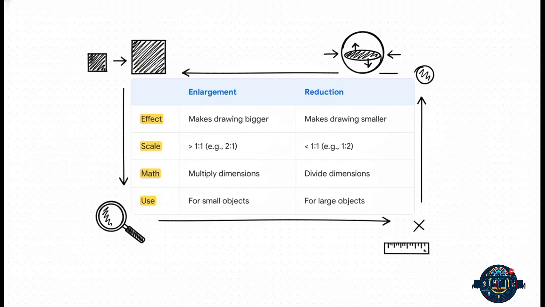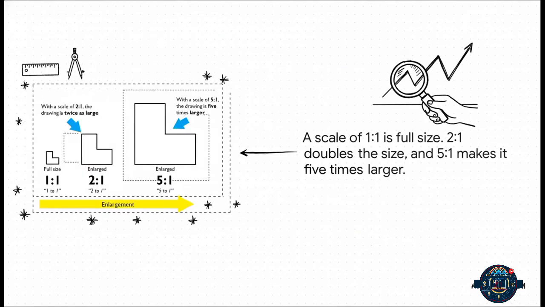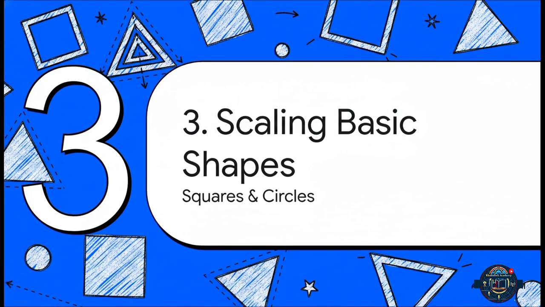See? Simple. And here's a fantastic visual to help it all click. A 1-to-1 scale? That's just full size, no change. But a 2-to-1 scale doubles the size, and a 5-to-1 scale makes it 5 times bigger. Just look at how that first number in the ratio tells you exactly what's going to happen. The shape, of course, stays perfectly the same. It just gets larger.